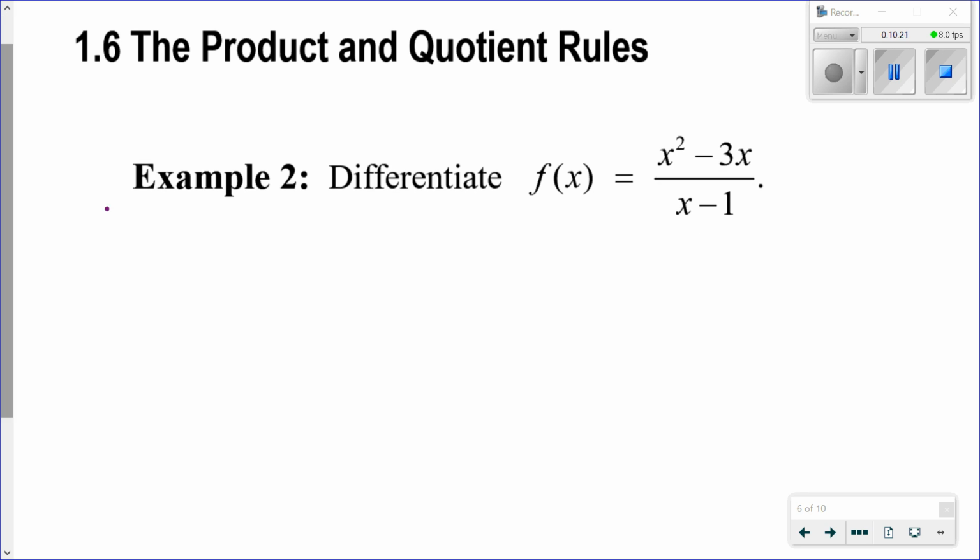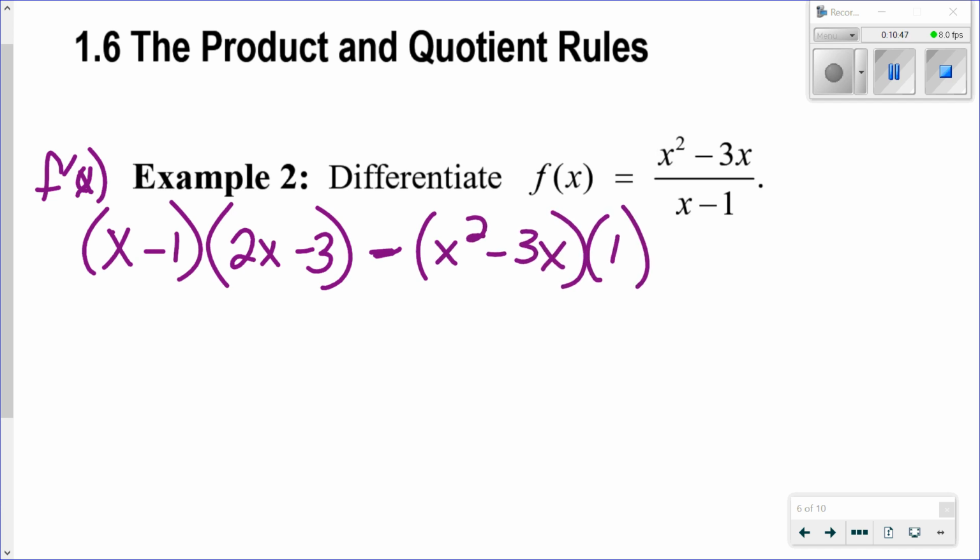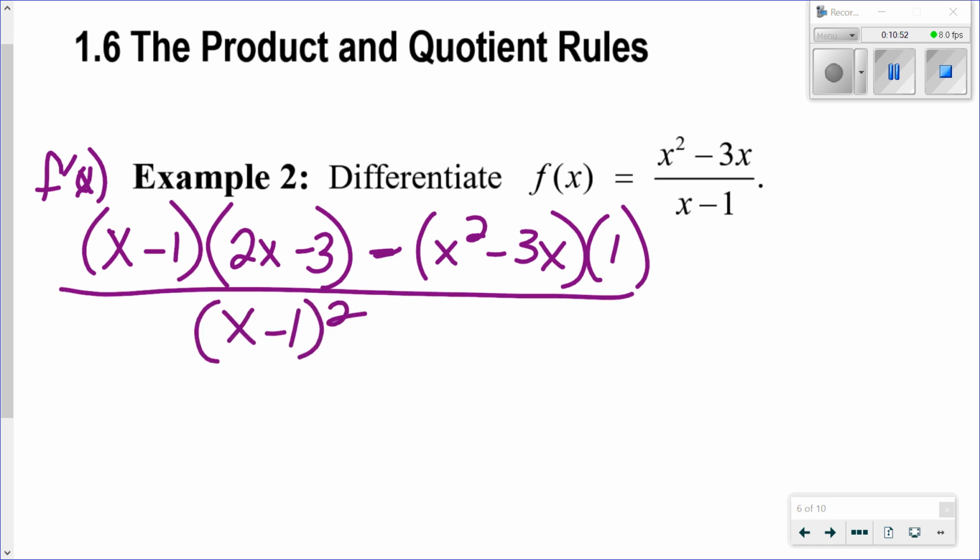So we have the bottom, leave it alone. If I want f prime of x, it's going to be the bottom, leave it alone, times the derivative of the top. The derivative of the top is going to be 2x minus 3 minus, remember this sign is different from the product rule, the top, x squared minus 3x times the derivative of the bottom, which is 1, and all of that is over bottom squared. Okay, one thing, we're not going to do anything with the bottom. We're not going to square that out. We're going to leave it like it is.